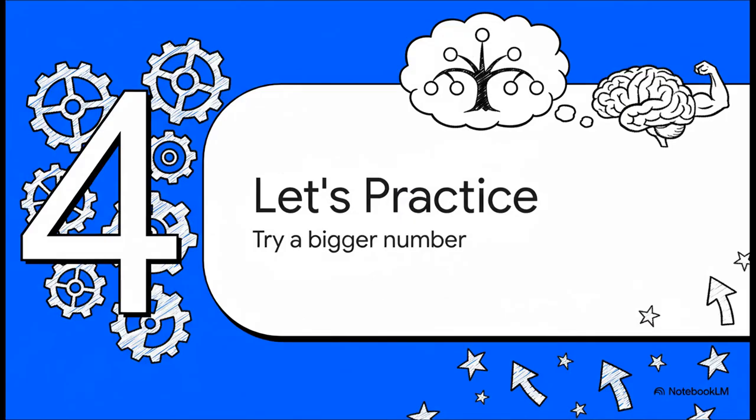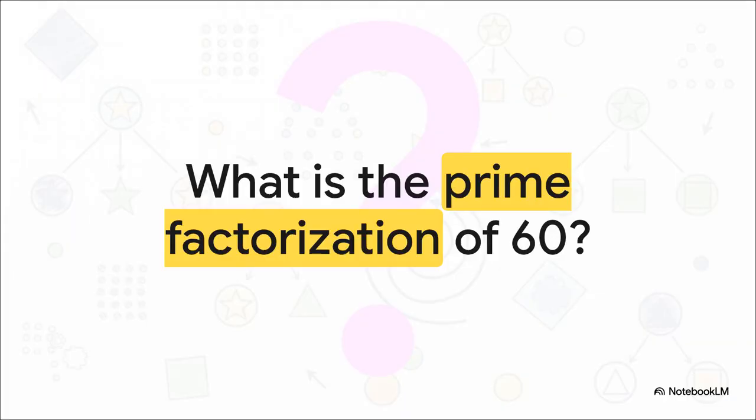Now that we've got the recipe, let's try a slightly bigger number together. Don't worry, the steps are exactly the same. All right, here we go. What's the prime factorization of 60? Take a second and think. What's that very first step? Remember our rule. Always start by dividing by the smallest prime number you can.